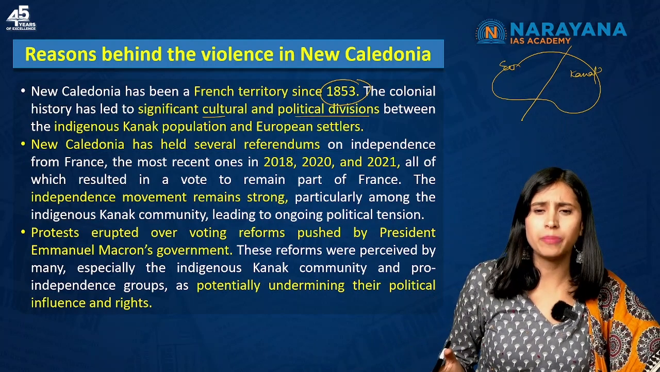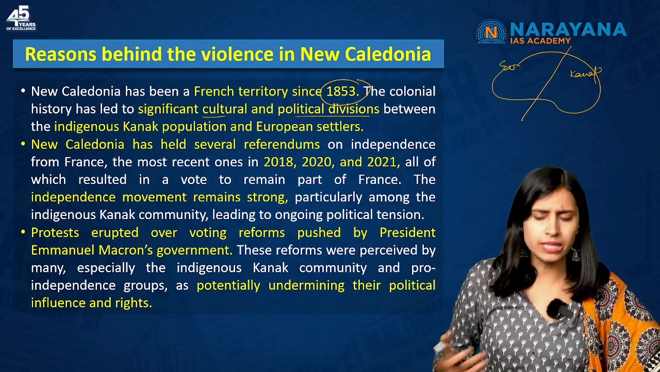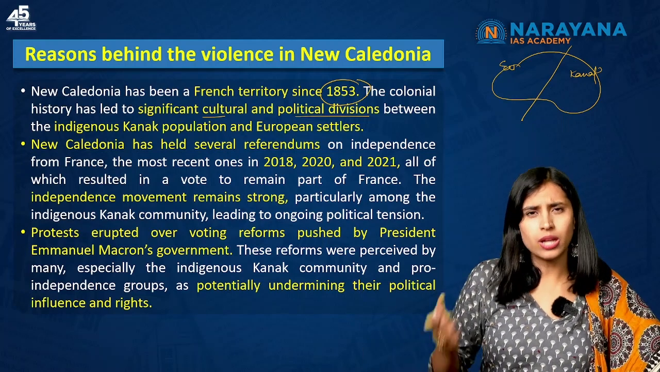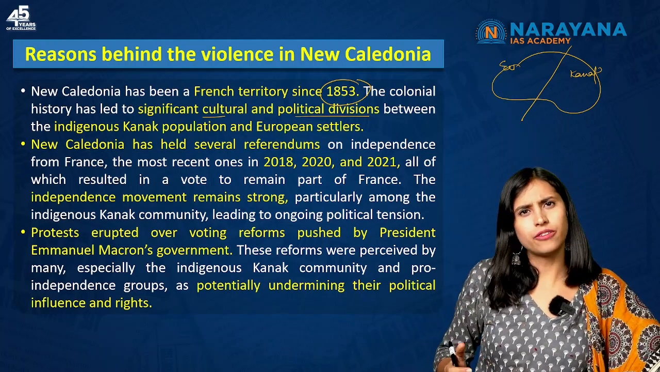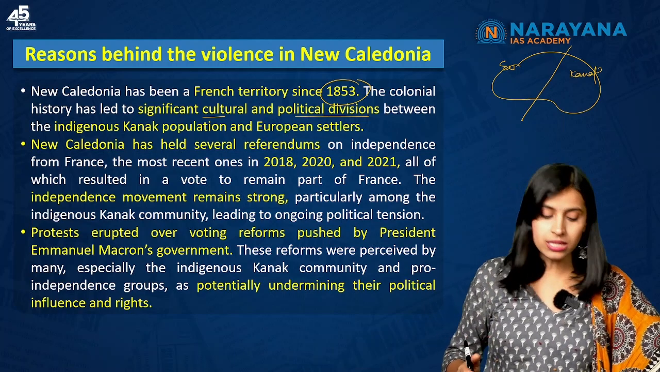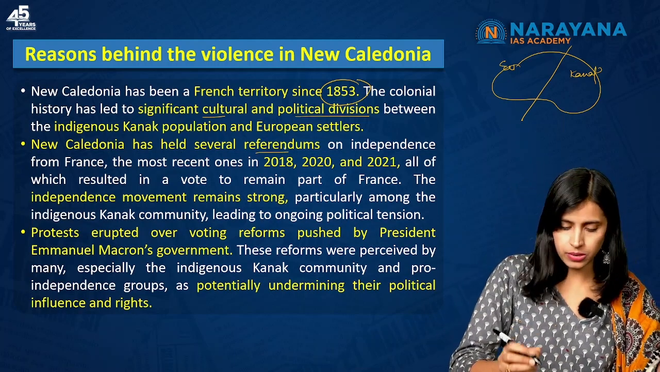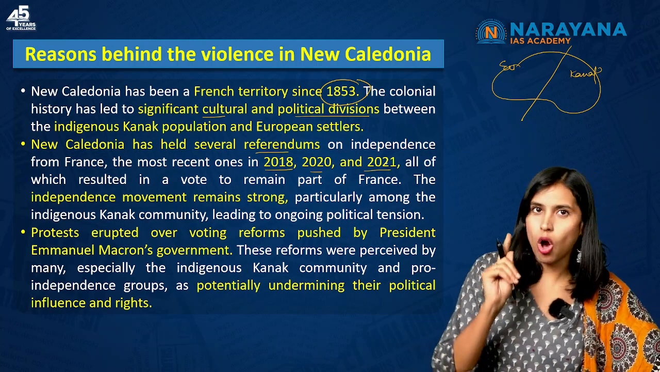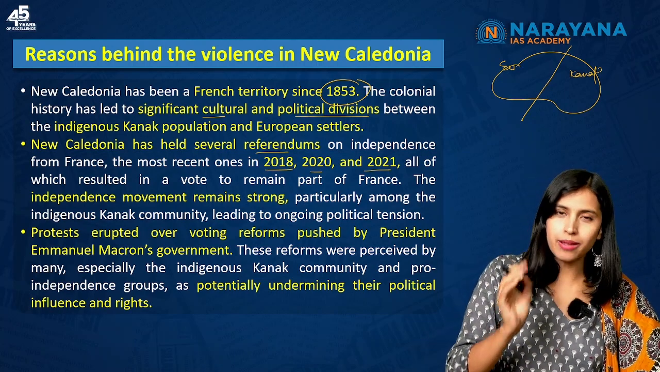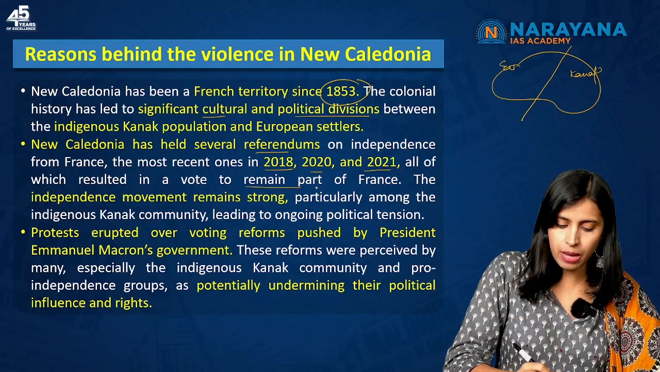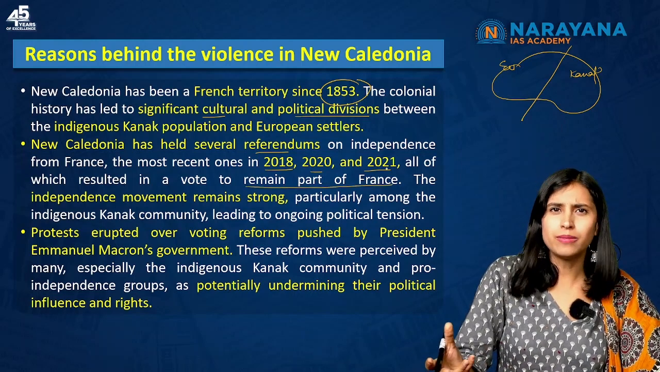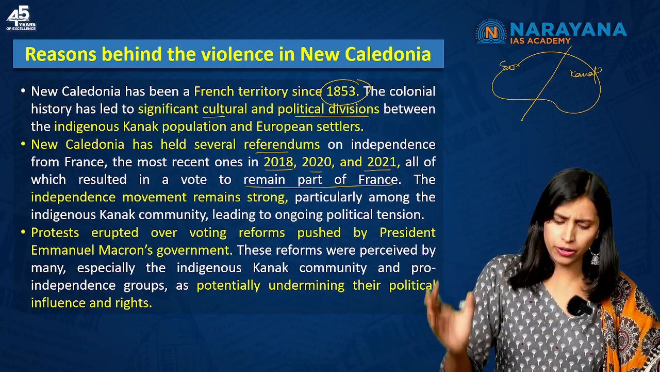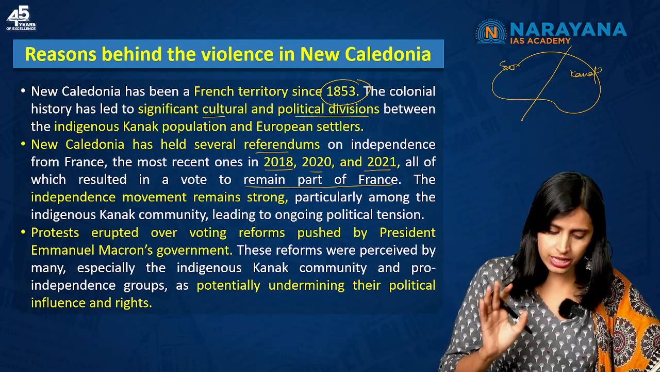At the same time, Kanak people want independence. They consider that they are not part of French territory. European settlers consider themselves French and want to stay as French territory. Now, this resulted in referendums three times, in 2018, 2020 and 2021, and surprisingly, all three times the voting remained in favor of New Caledonia being a part of France. So the referendums did not favor the separation of New Caledonia from France. New Caledonia is still part of France, but the tension is still there.